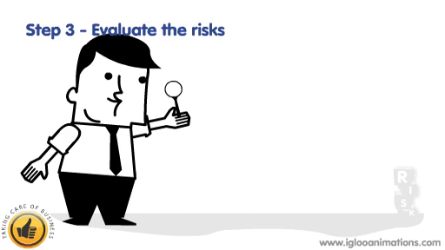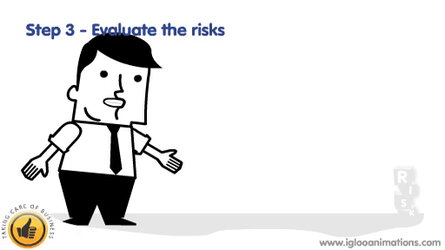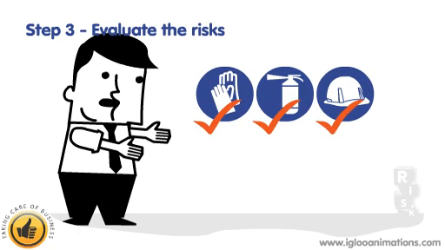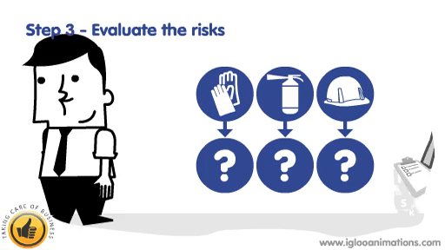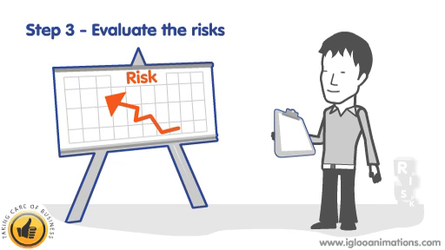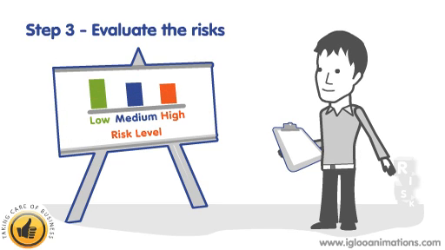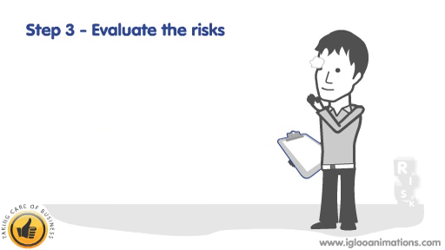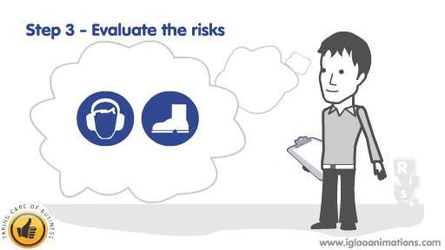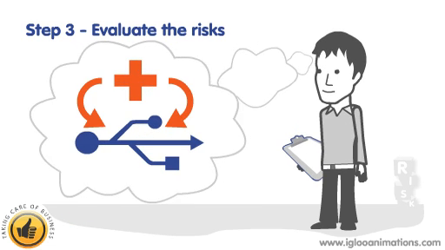Step 3. Evaluate the risks and decide whether the existing control measures are adequate or whether more needs to be done. Assess the level of risk, for example, low, medium, or high. Decide if you need to put additional control measures in place or amend the system of work.